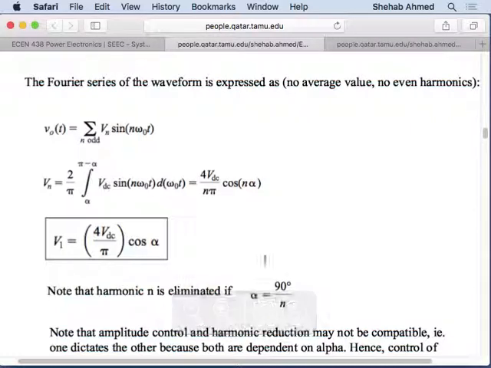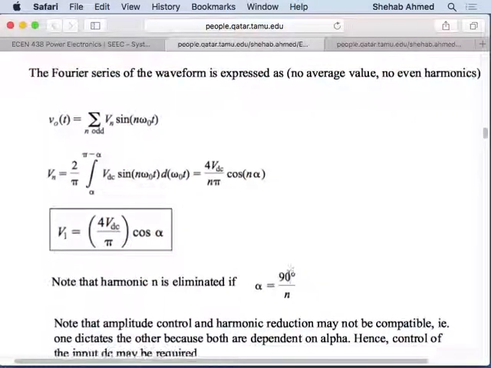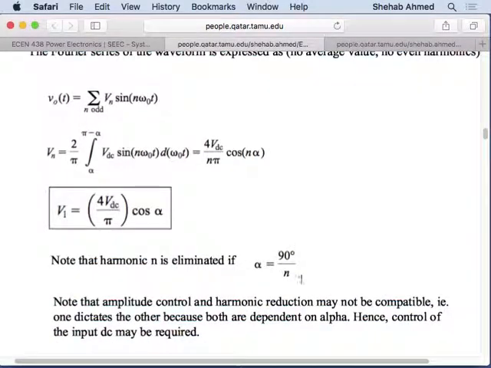So if I make alpha equal to 90 over 3, right? 90 over 3 is 30 degrees. So if I make alpha equal 30, then 3 times 30 is 90 degrees. So for the third harmonic, I choose alpha equals 30 degrees. So what's cosine 90? 0. So I was able to eliminate the third harmonic completely, right? But what was the consequence? Did I affect my fundamental or not?